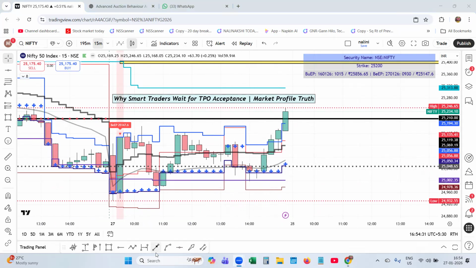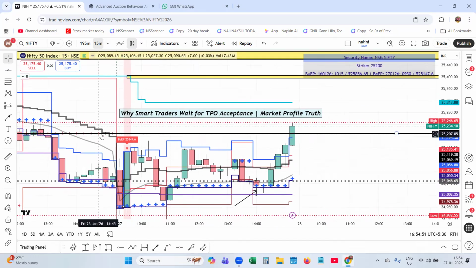Let me mark this. This candle is acceptance, and it is the presence of a big player sweeping, stop loss hunting, going below and sweeping, and then acceptance. Price accepted, and it was a move. And you can see while closing, price has gone past the weekly TPO and closed above that.